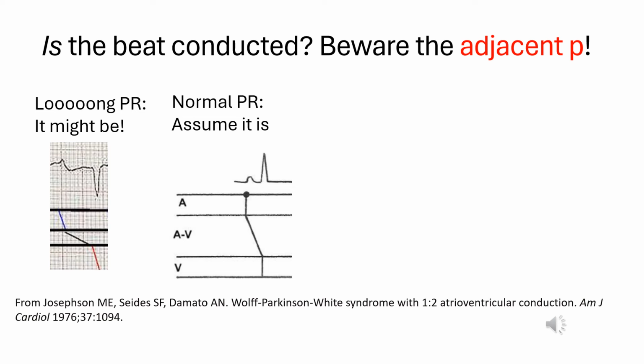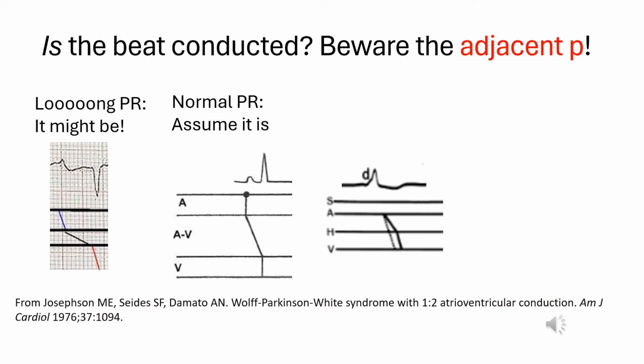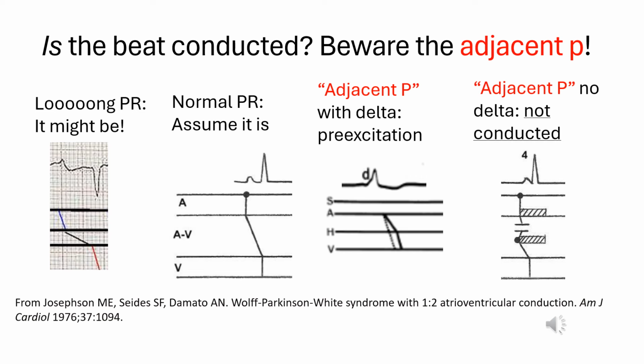Now, however, we're going to discuss something new. Earlier, I emphasized that a normally conducted beat is associated with conduction by the AV node in a pause, which corresponds to the PR interval. Accordingly, if there's no pause, if the P wave is adjacent to the QRS, suspect that the beat is not conducted. The adjacent P with a delta wave is associated with pre-excitation like Wolff-Parkinson-White. The adjacent P without a delta wave is probably just not conducted. At the very least, it's pre-excited.